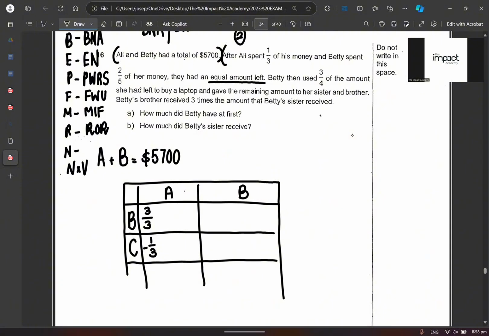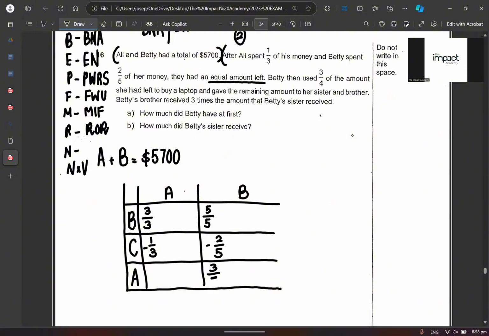Okay. Betty spent how much of her money? 2/5 of her money. Make sense? So Betty and Ari, they are what? Different baskets. You understand what I'm saying? So we'll say that Betty is 5/5. Agree or disagree? What is my final after? 3/5 for Betty. Very good. I love that.